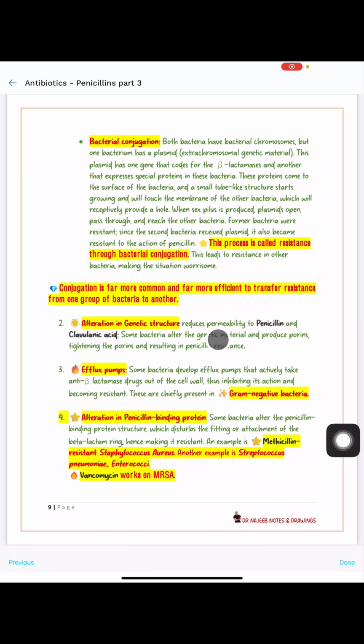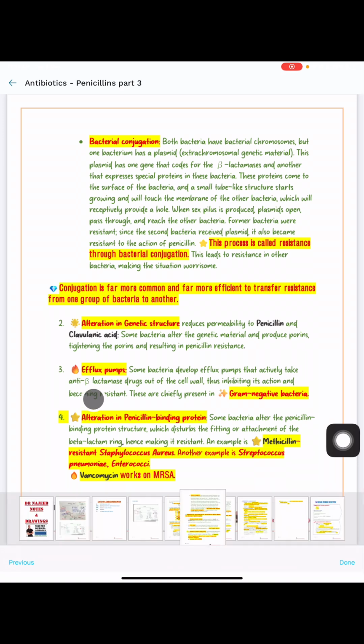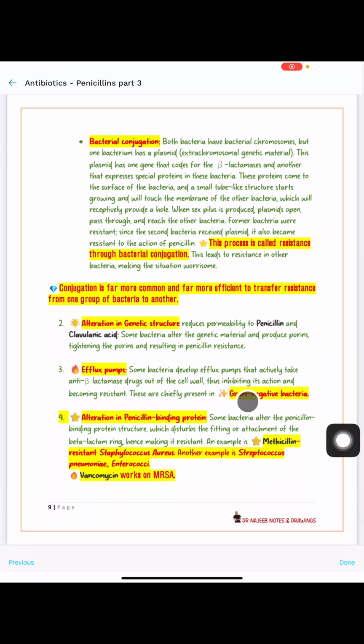Alteration in genetic structure reduces the permeability to penicillin and clavulanic acid. Some bacteria alter the genetic material and produce porins, tightening the porins and resulting in penicillin resistance. Efflux pumps: some bacteria develop efflux pumps and actively pump the anti-beta-lactamase drugs out of the cell wall, thus inhibiting their action and becoming resistant. And what are the anti-beta-lactamase drugs? Those are the anti-staphylococcal drugs. The very narrow spectrum penicillins will be kicked out. These are chiefly present in the gram-negative bacteria.